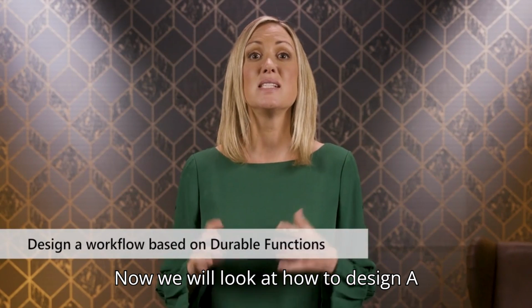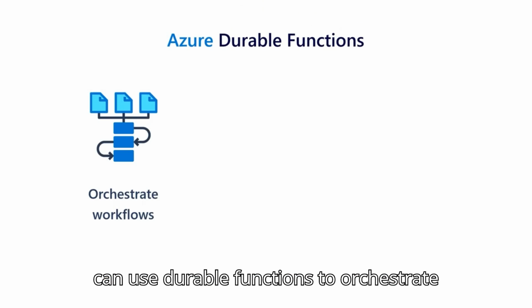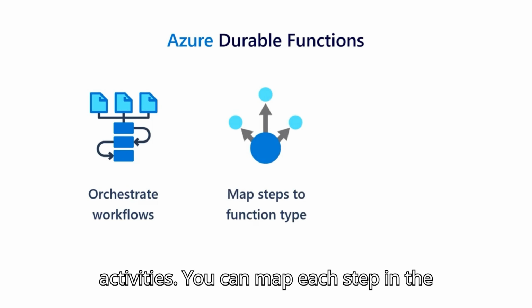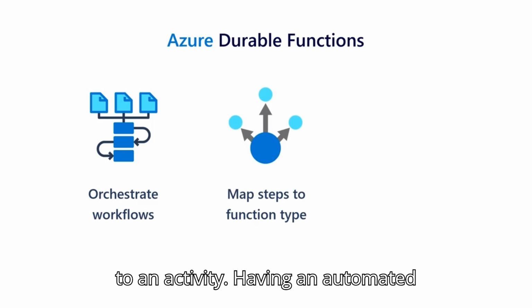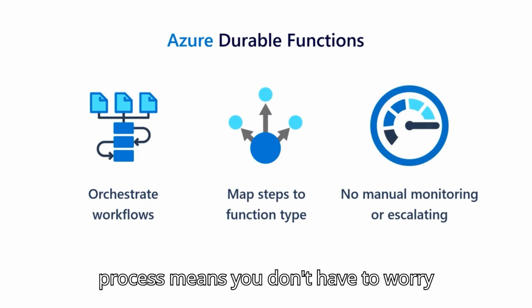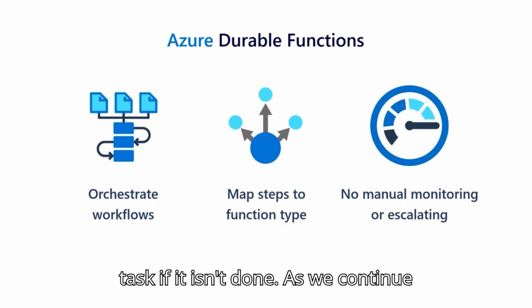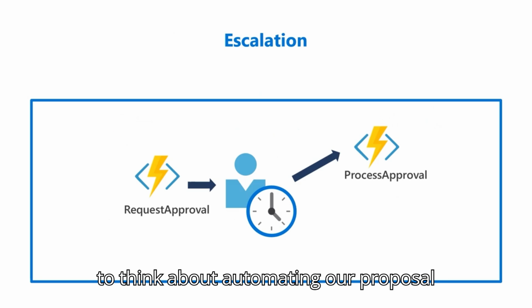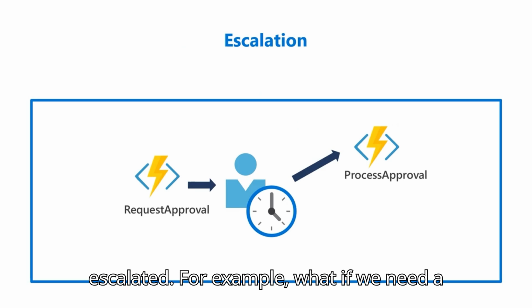Now we will look at how to design a workflow based on durable functions. You can use durable functions to orchestrate a long-running workflow as a set of activities. You can map each step in the process to a function type and each task to an activity. Having an automated process means you don't have to worry about manually monitoring or escalating a task if it isn't done. As we continue to think about automating our proposal approval process, we need to consider the cases when a step in the process does not complete in time and needs to be escalated.